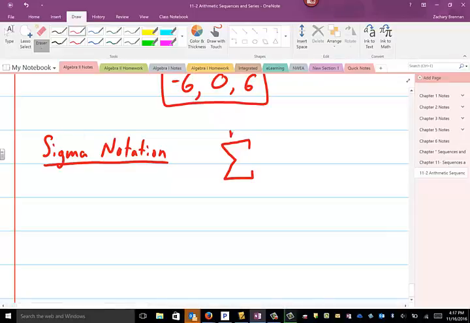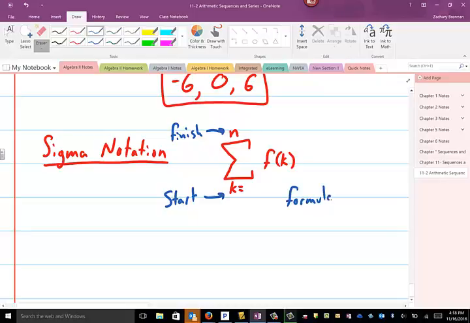On top of this thing, they write the n, which is our number of terms. They write k equals some number at the bottom. And then they put some f of k, which would be like our formula, of the way of generating these. And these are the pieces they'll have. The k at the bottom is a start. The n at the top is a finish. So it's kind of like telling you a sub 1 and a sub n in some ways. This over here is just the formula, the equation.